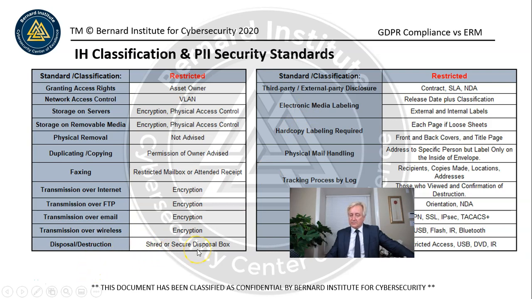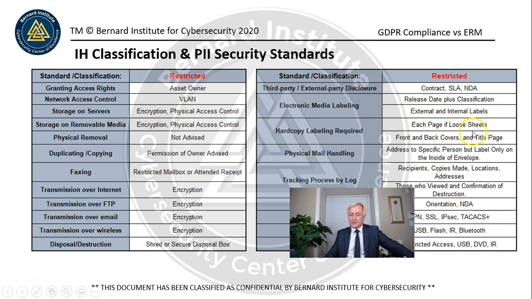Disposal, you need to use a shredding box. Third-party external disclosure, you need a contract, SLAs, NDAs. You need those flow-down clauses. Electronic media, you need to have release date plus classification, external and internal labels, so you need to write on it. And some organizations might say, we don't want people to know what the classification is, so don't write it. So that could be possible.